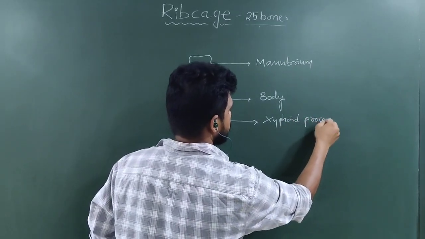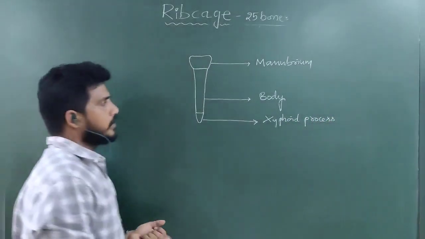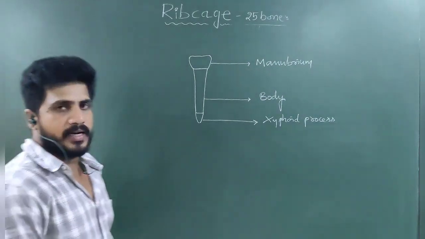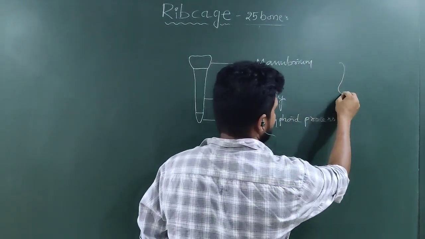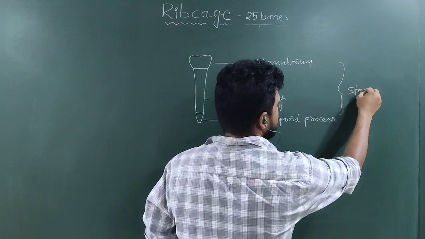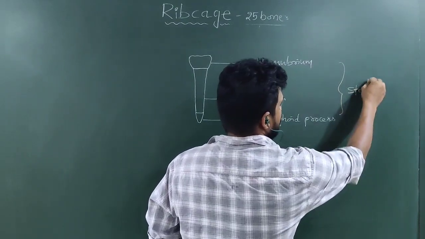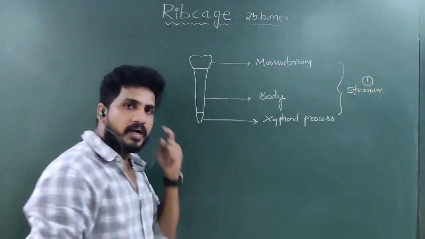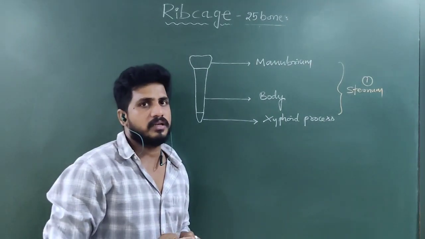Xiphoid process. So manubrium, body and xiphoid process, all the three together is called sternum. I repeat, only one sternum consists of three parts, not three bones in the sternum.